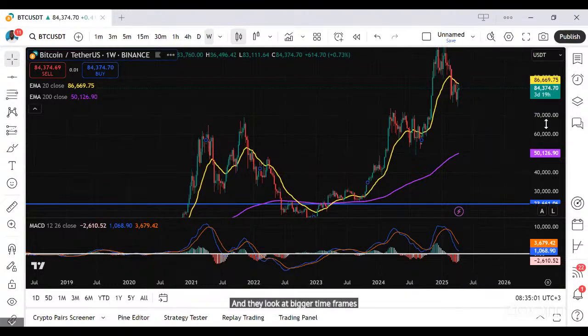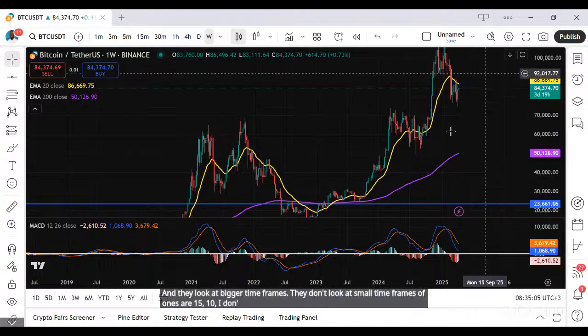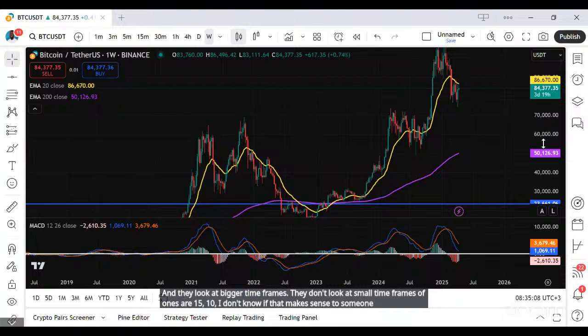They don't look at small time frames of 15, 10. I don't know if that makes sense to someone. They look at bigger time frames.